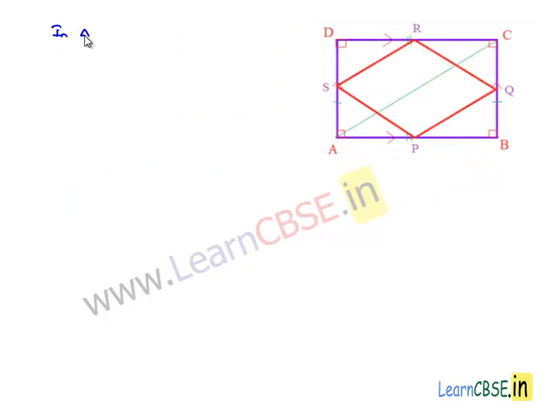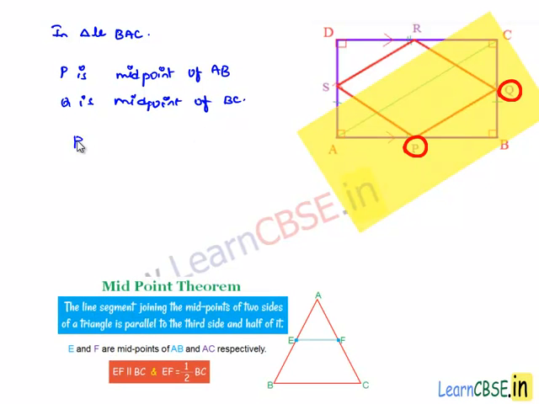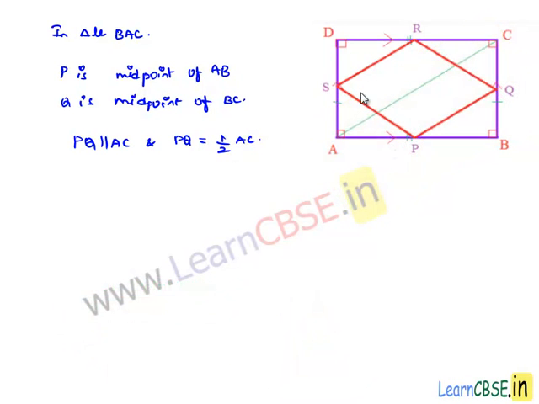Now in triangle BAC, P is midpoint of AB and Q is midpoint of BC. So here by midpoint theorem we can say that PQ is parallel to AC and PQ will be half times AC. Initially when we considered triangle DAC, we got that SR is equal to half AC and here we got PQ is equal to half AC. So we can say SR is equal to PQ.